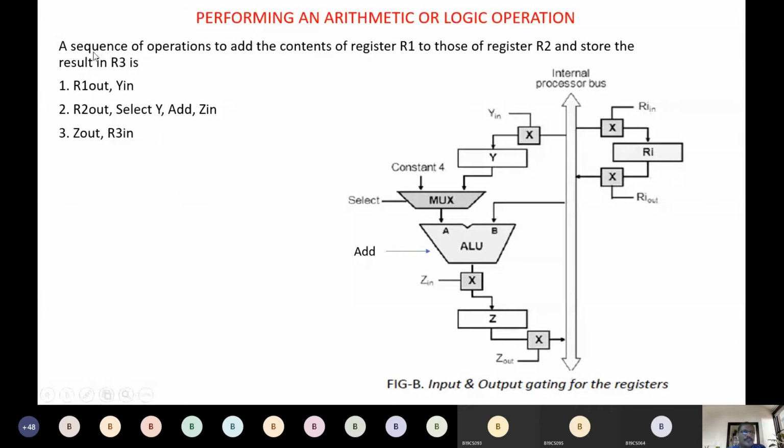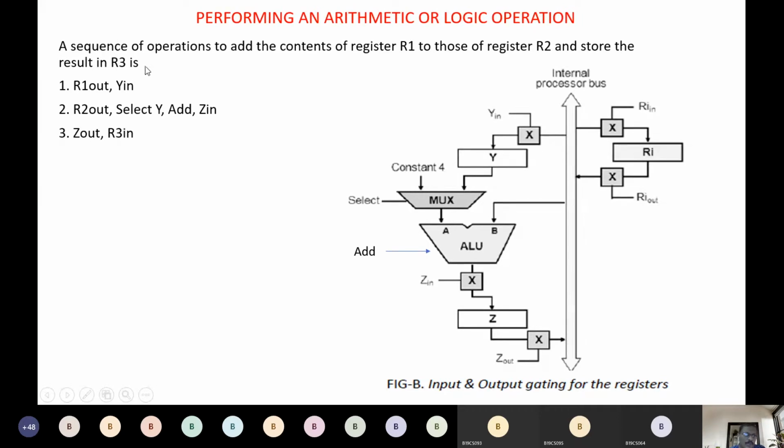So you can see a sequence of operations to add the contents of registers. This is a task to be done by the ALU inside the processor. These are the operations to add the contents of register R1 to the contents of register R2. So we need to add whatever is in register R1, maybe 5, to the contents of register R2, maybe 6, and we get the result 11. Then we will store that 11 in R3, the third register.